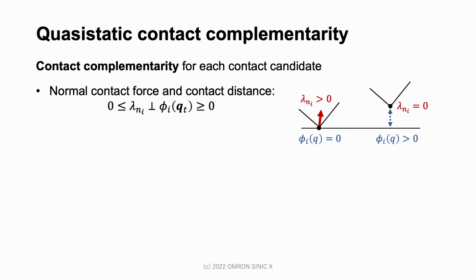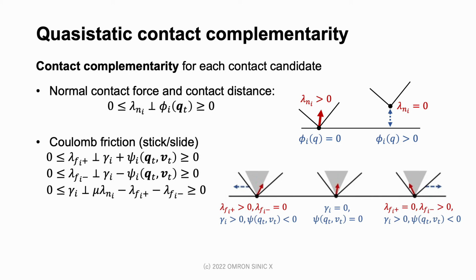To describe the physical constraint of contacts, we utilize complementarity constraints. The first complementarity constraint is imposed between the normal contact force and contact distance, which means that either of which should be always zero. Further, the complementarity constraints regarding the Coulomb frictions are enforced, which represents the stick and slide of the contacts. Hereafter, we call the set of these complementarity constraints as the contact complementarity constraints.